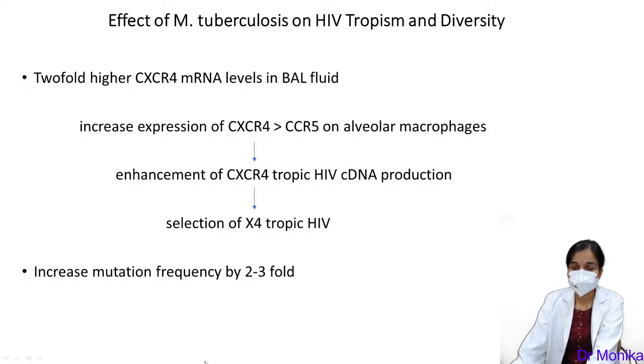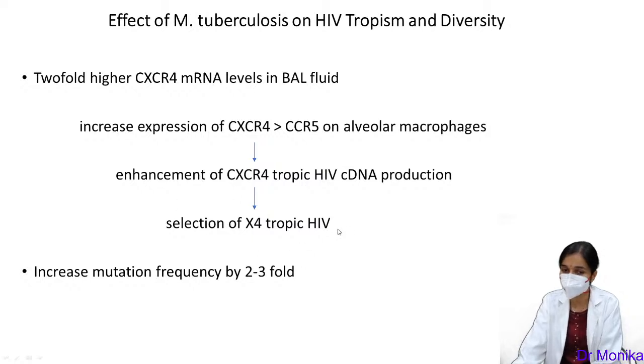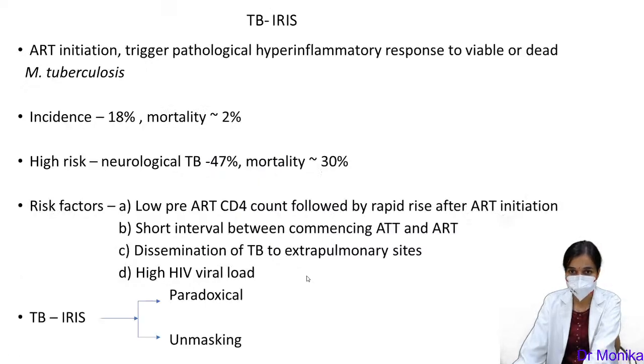So next, coming to the effect of MTB on HIV is its tropism and diversity. It has been found that there is a twofold higher CXCR4 mRNA level in the bronchoalveolar lavage fluid. This increased expression of CXCR4 compared to CCR5 on alveolar macrophages leads to enhancement of CXCR4-tropic HIV complementary DNA production and hence selection of the X4-tropic HIV virus. Studies have also shown that there is an increased mutation frequency by almost 2 to 3 fold because of the MTB infection.